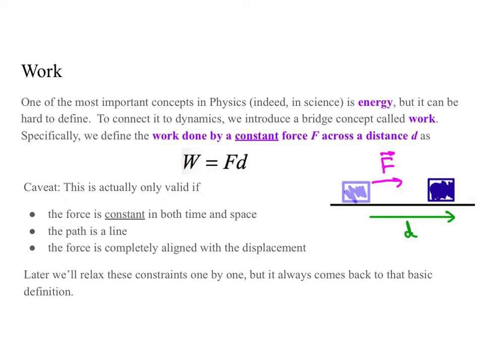Specifically, we're going to define the work done by a constant force F across a distance d as the work done, W, is F times d. Now, a couple of things to keep in mind. This is really only valid if the force is constant in both time and space, if the path it follows is an actual line, and if the force is completely aligned with the displacement, in other words, the picture as drawn here, with the assumption that F does not change.